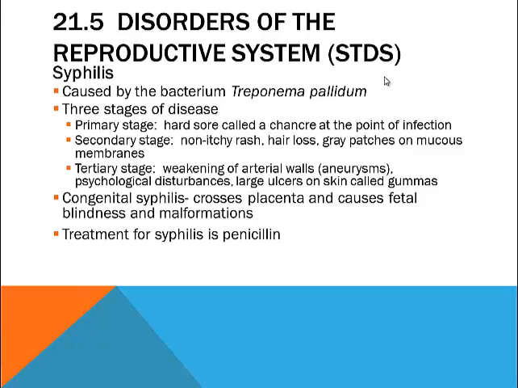the patient experiences a weakening of the arterial walls, causing the blood vessels to balloon out, known as an aneurysm, psychological disturbances, and large ulcers on the skin called a gumma. Not all cases reach the tertiary stage, but this stage does last until the patient dies. Congenital syphilis crosses the placenta and can cause fetal blindness and malformations. Syphilis can be detected through blood tests or microscopic examination of the fluids from the lesions. Treatment for syphilis is penicillin.